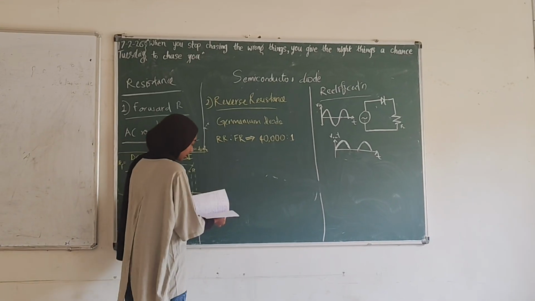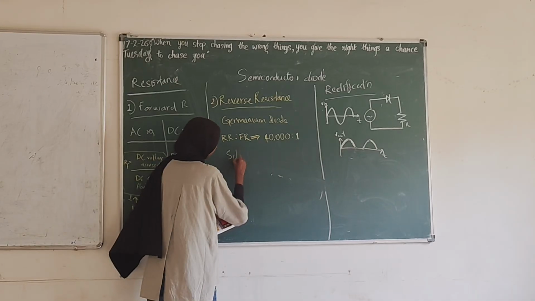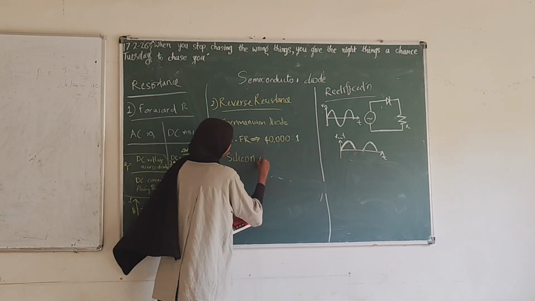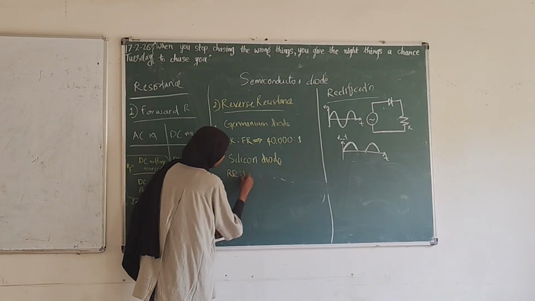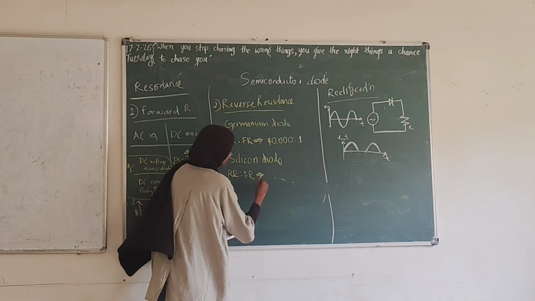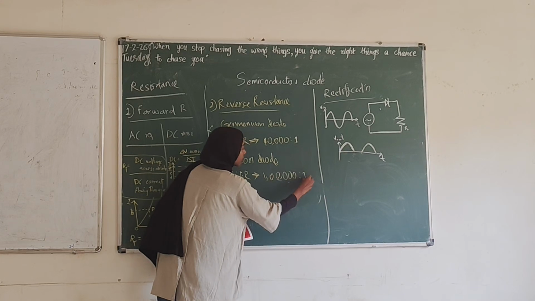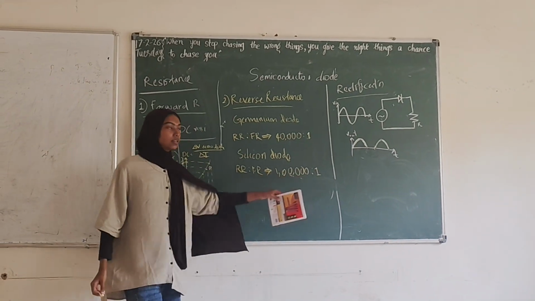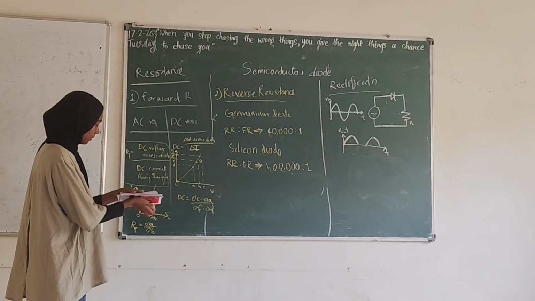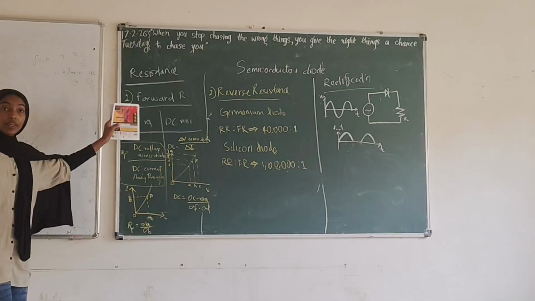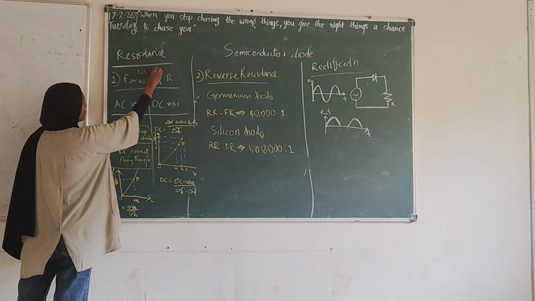If you are taking another example, a silicon diode. We are taking the ratio of reverse resistance to the forward resistance. We will get it as 1 lakh to 1. So the resistance is that much high. So we can conclude by saying that the forward resistance will be very small. It will range from 1 ohm to 25 ohms.